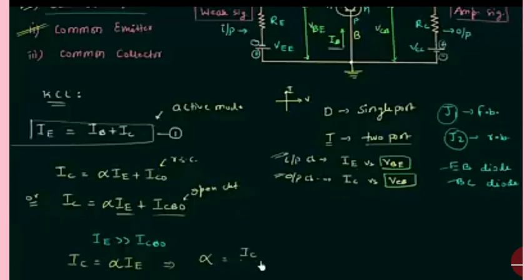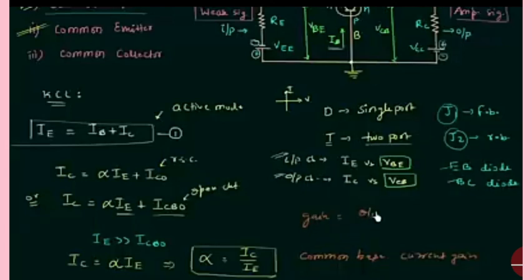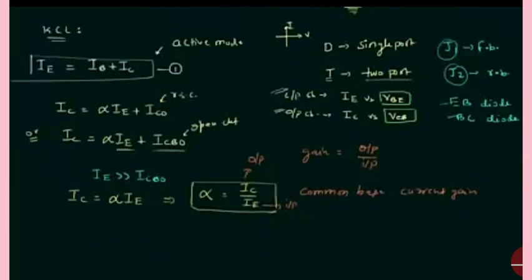So we can see that alpha is equal to IC divided by IE. This is a very important relation. Now what is alpha? Alpha is the common base current gain, and you already know gain is equal to output by input. IC is the output current and IE is the input current, so alpha is the common base current gain, and it is also called the amplification factor.